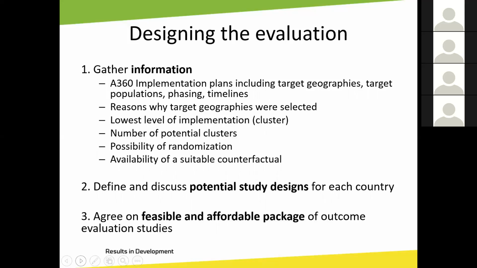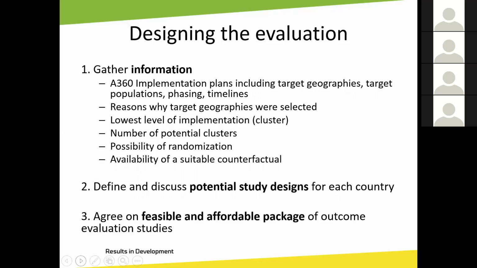We're at the stage of really designing the outcome evaluation, and there are three steps that I see. The first is gathering information, and that's the phase we're at now. And this will involve really trying to understand very clearly the A360 implementation plans. So which populations will be targeted, when will A360 be rolled out, and what's also important in terms of designing the outcome evaluation is the reasons why the target geographies have been selected. So I've been trying, through discussions with the various partners, to find this out.